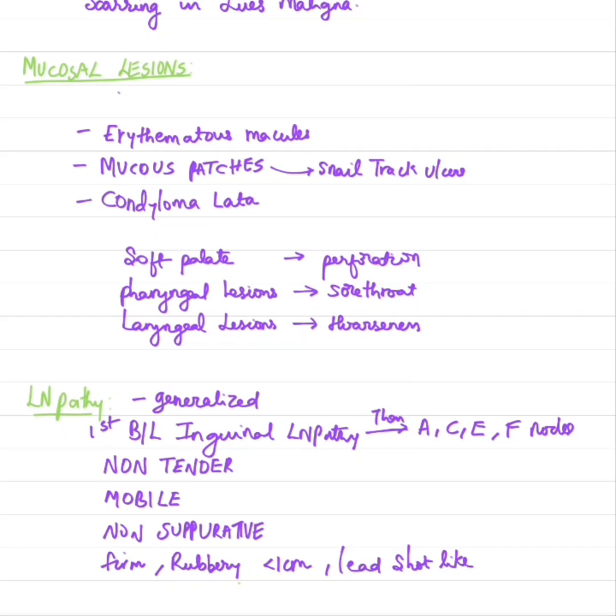The most common sites where we can see these mucous patches are the lips, the buccal mucosa, palate, tongue and fauces. In women, they can occur on the external genitalia as well as the cervix. On the soft palate, these irregular mucosal erosions can cause perforation. On the pharynx, they can cause sore throat, and on the larynx, they can cause hoarseness of the voice. These lesions are usually painless, and if there is any secondary superadded infection, then they can become painful. Sometimes even on the tongue, there can be loss of papillae and the tongue appears smooth.